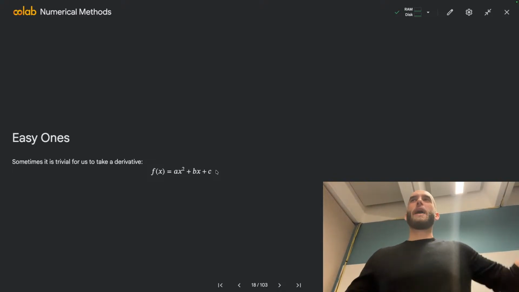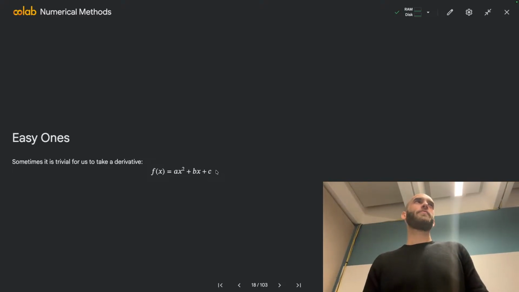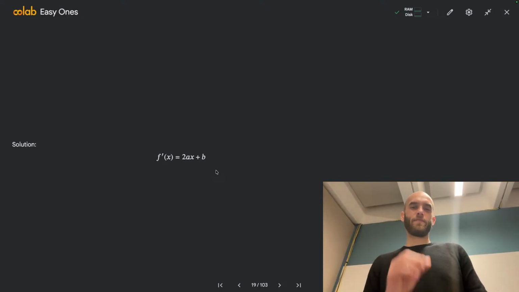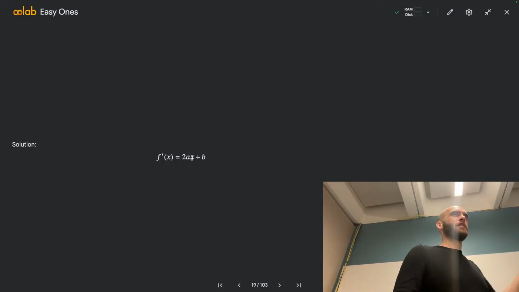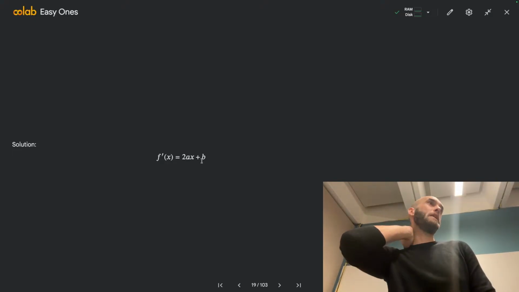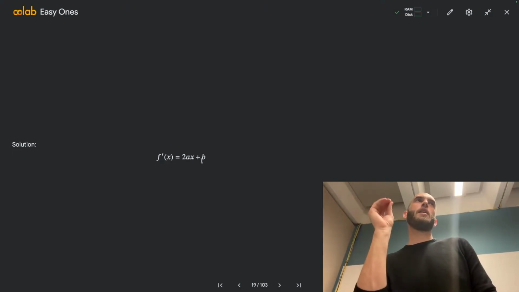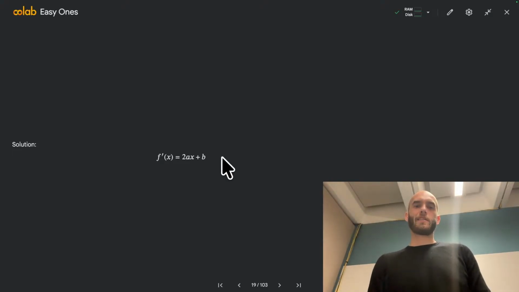This is just the power rule. So the derivative of f of x looks like this. We have 2ax coming from the power rule of ax squared, plus the second one is just b coming from the power rule, and then the third one, c, has no x, so it just drops out.